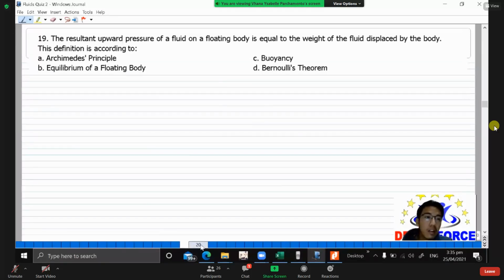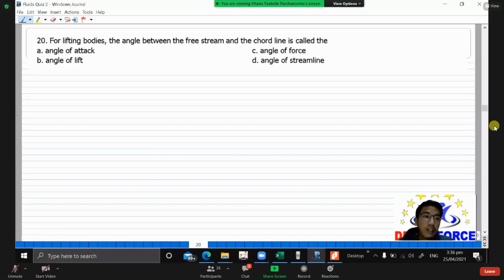Okay, next, number 19. The resultant upward pressure of a fluid on a floating body is equal to the weight of the fluid displaced by the body. This definition is according to your Archimedes principle. So letter A. Okay, 20. For lifting bodies, the angle between the free stream and the chord line is called the, anong tawag dyan? That is the angle of attack, letter A.